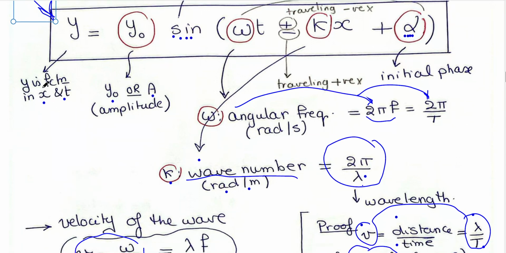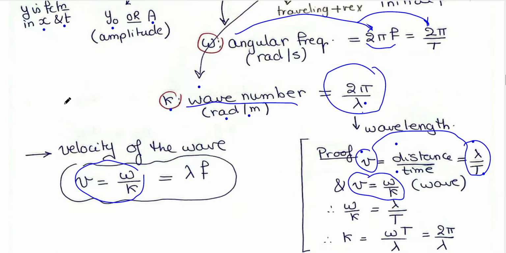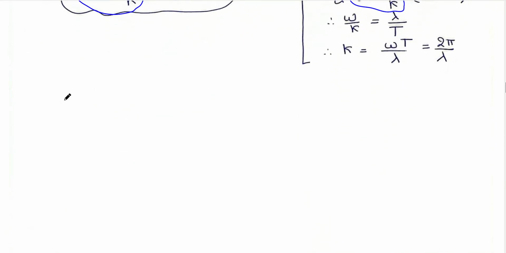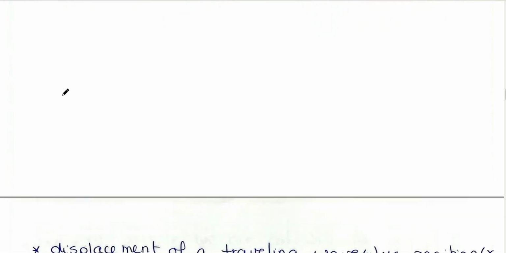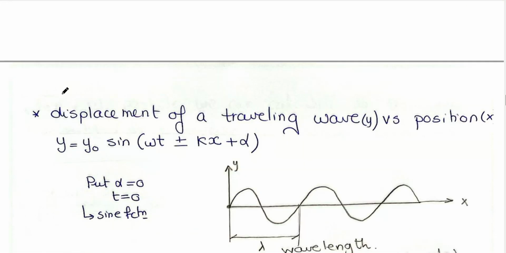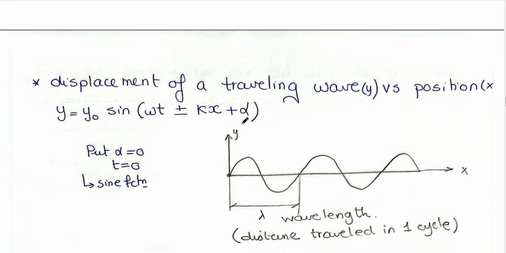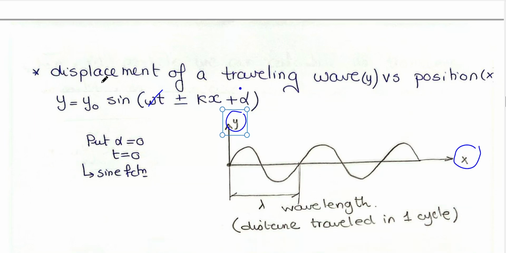Now, if the wave is a function in x and t, and I want to draw the wave, I have to draw it with only one variable. So I will draw the wave with x. To draw it with x, I will put t as a constant, or t equals 0, as if in the beginning. And for simplification, I will put alpha equals 0, the initial phase.